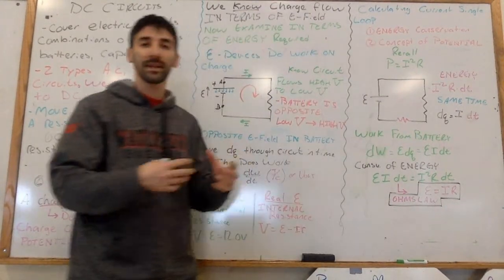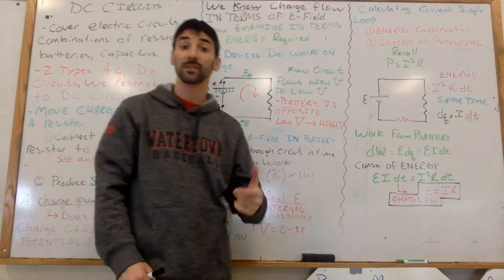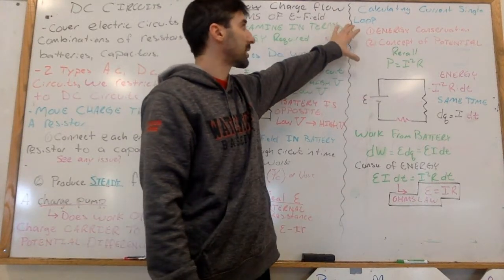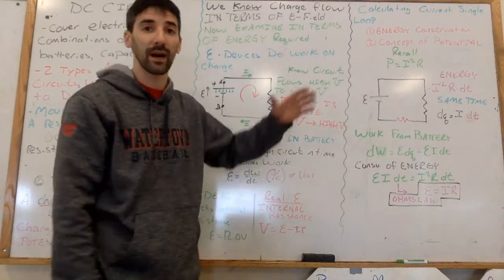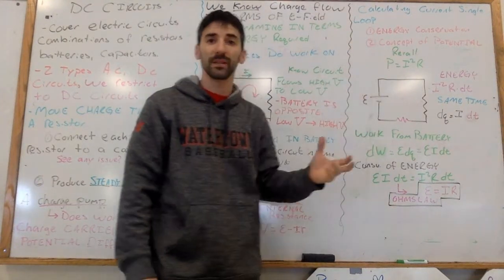So, in order to calculate things around a single loop circuit, now there are different types of circuits. There are single loops and multi-loop circuits. To calculate a single loop circuit, we're going to need one of two methods. We're going to either use a conservation of energy method or a concept of potential.